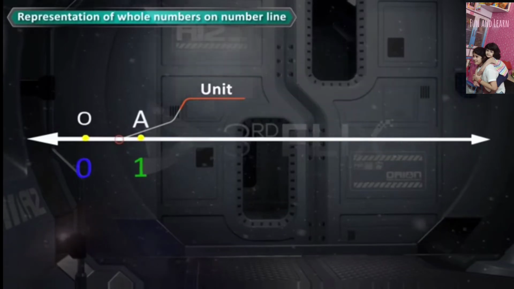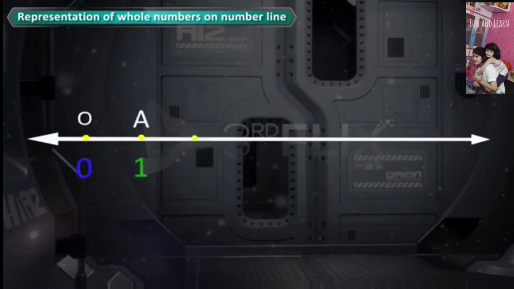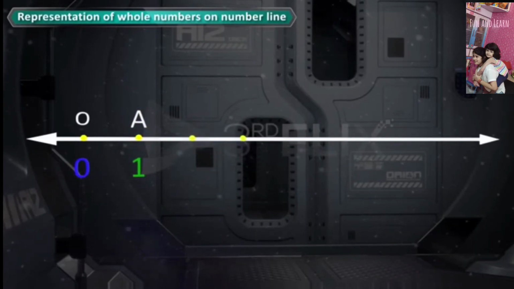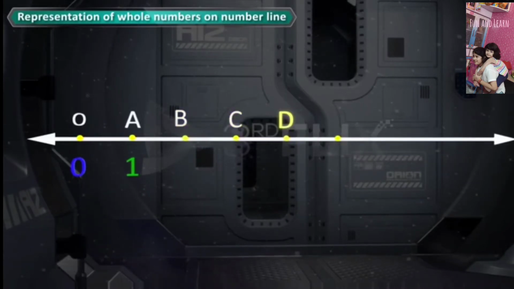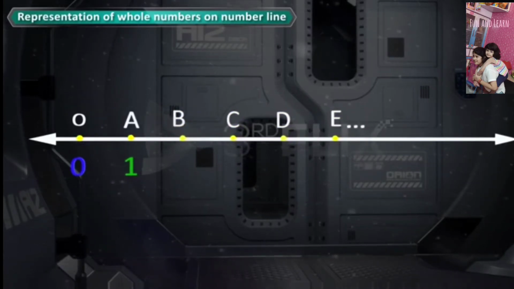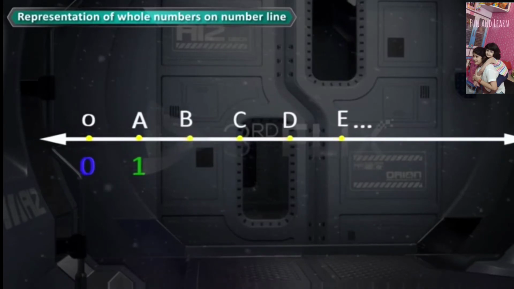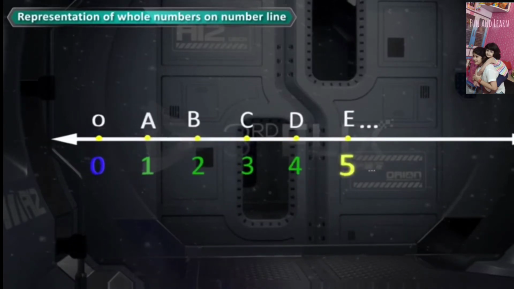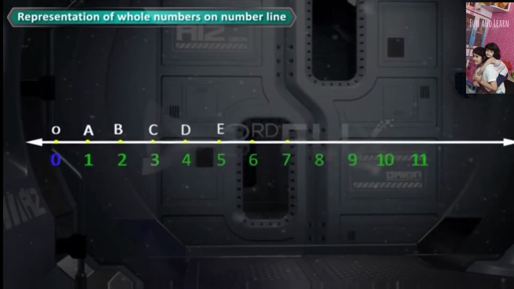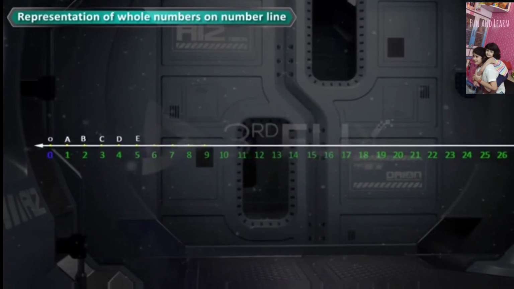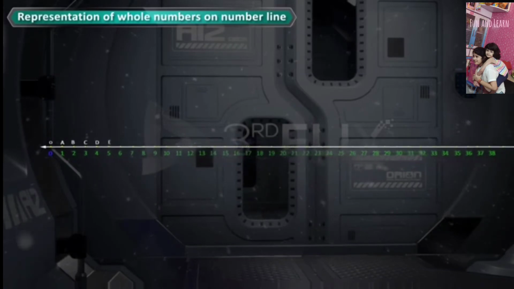With the same distance, mark another point on the right of A, one after another. Name them with the letters B, C, D, E, and so on. Also, associate them with the numbers 2, 3, 4, 5, and so on. Similarly, we can mark infinite points on the number line and associate them with infinite numbers correspondingly.